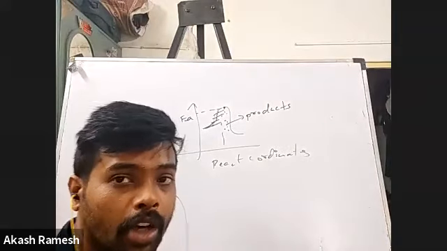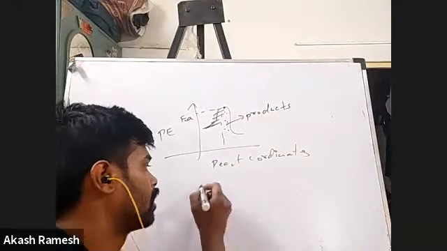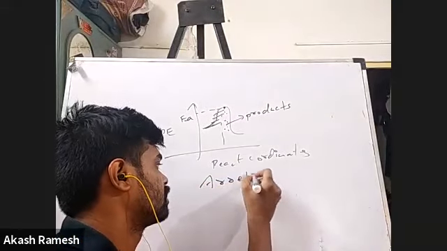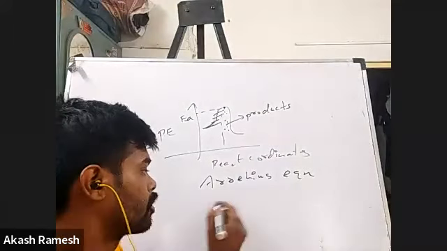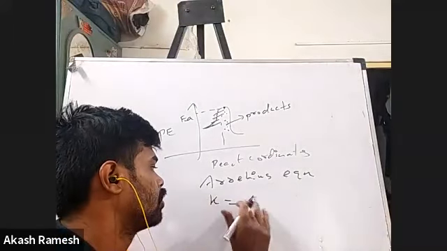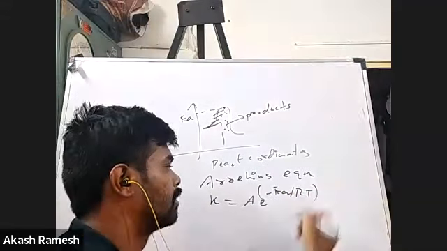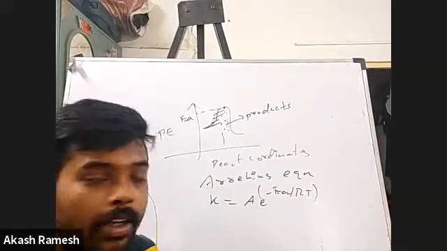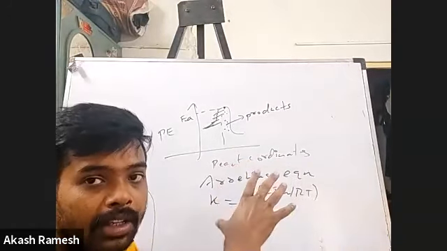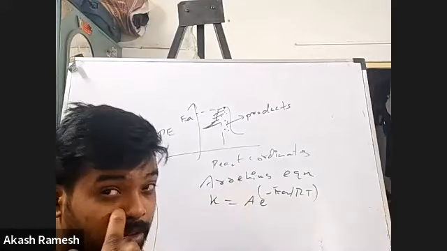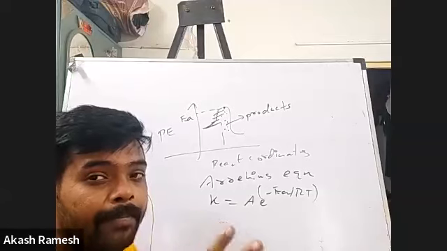We even saw one mathematical equation for all this, right? I told you there's something called the Arrhenius equation. The Arrhenius equation was like this: k = A e^(-EA/RT). So you can see that obviously if temperature increases, the rate of the reaction also increases, irrespective of whether it's an exothermic or an endothermic reaction. That's what you need to understand, right?